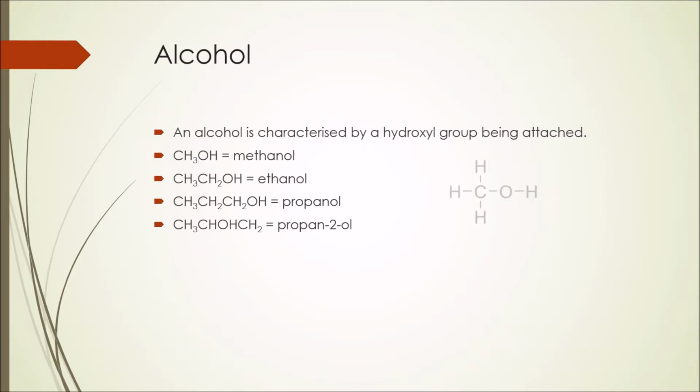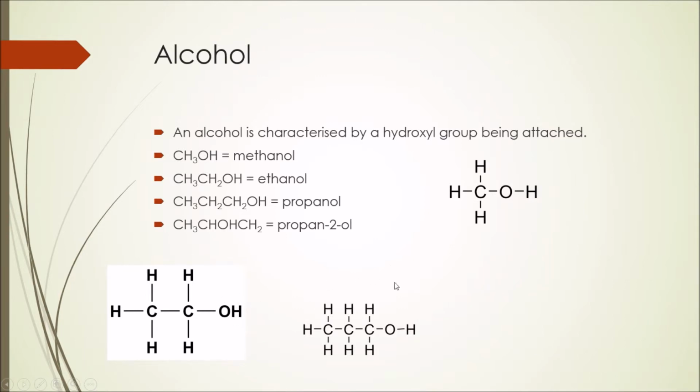So first one is methanol, so CH3OH, and here it is. This here is the hydroxyl group, the OH. Then we've got ethanol. So here we've got the hydroxyl group. We've got propanol. Again, if you notice for these, all the hydroxyls are on the first carbon along the chain. Then we've got propan-2-ol. So here we've got propane, the longest possible chain. On our second carbon, we've got the hydroxyl group.